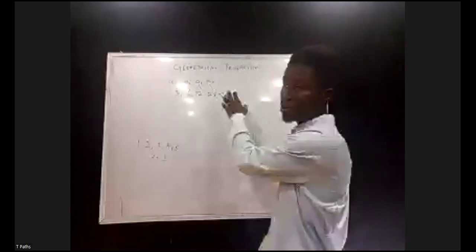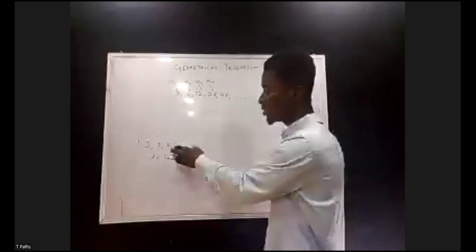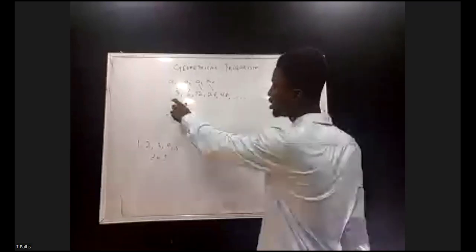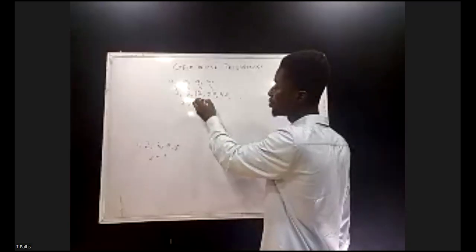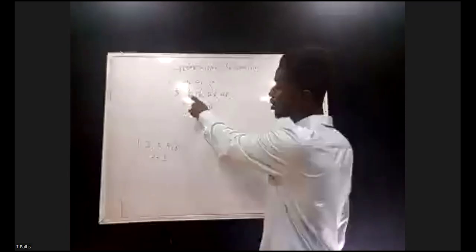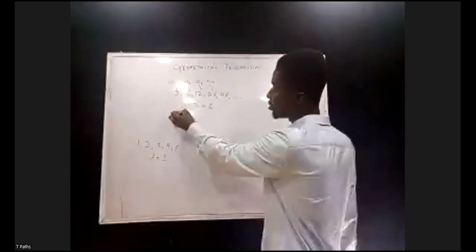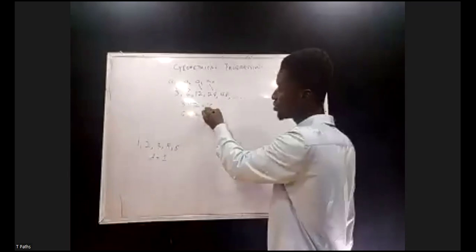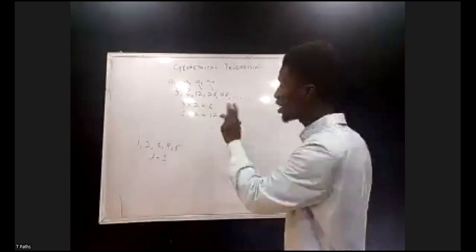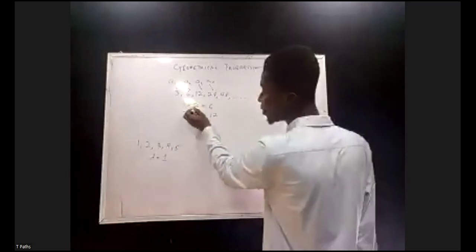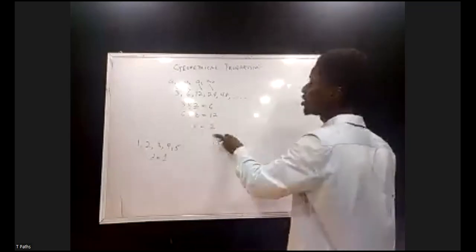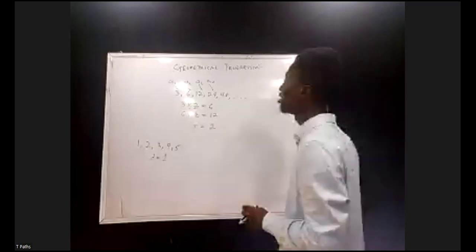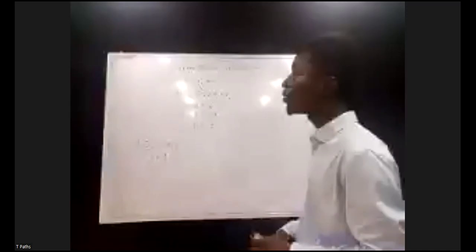Now, the difference between a geometrical sequence and an arithmetic sequence is that in a geometric sequence, we have what is called the common ratio. Let's look at this. 3 times 2 gives us 6, which is the second term. To get the third term, 6 times 2 is equal to 12, and so on and so forth. You will notice we are multiplying by 2, which is the common ratio. So our R in this case is 2.